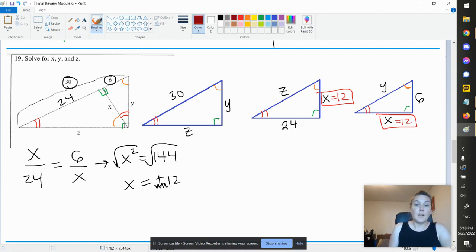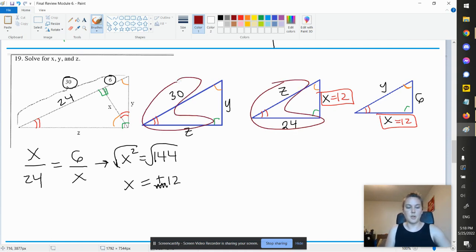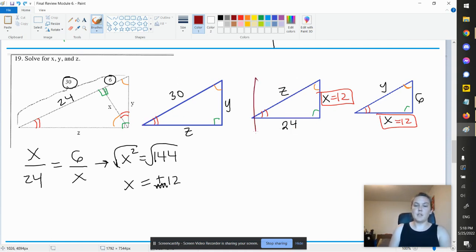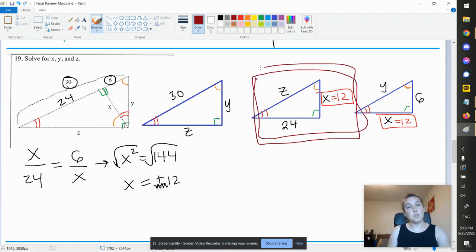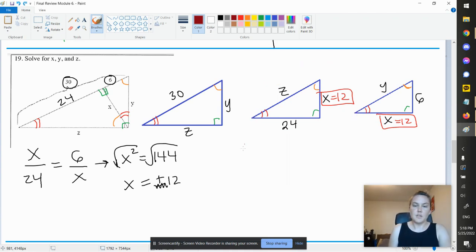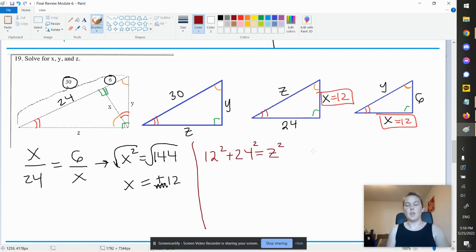Amazing. Now, I can do the same thing for z. I can do the same thing for 30. So I could do a proportion here and a proportion here. But I can also notice that in this triangle, we've got two sides and we're only missing z. So I can use the Pythagorean theorem. I can say 12 squared plus 24 squared is z squared. A lot of people find this a lot easier, so I'm going to do it this way.